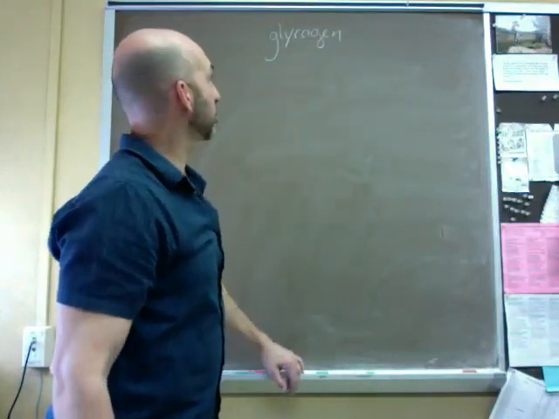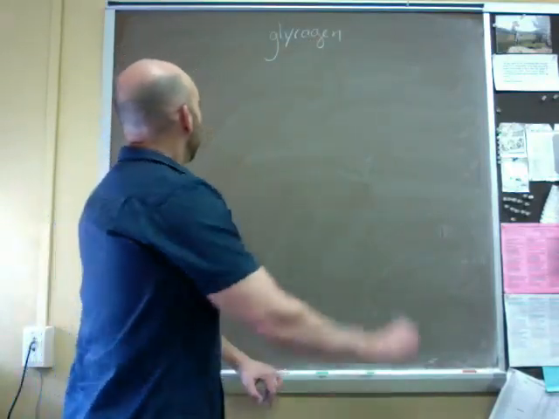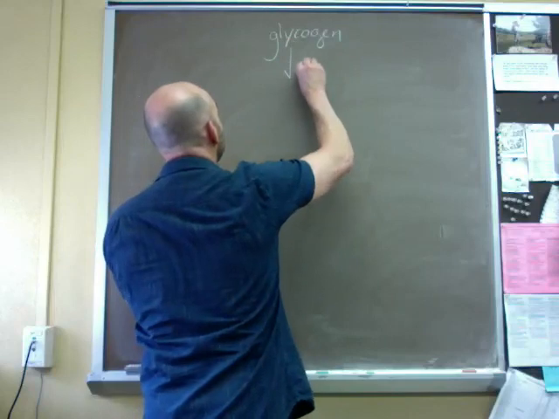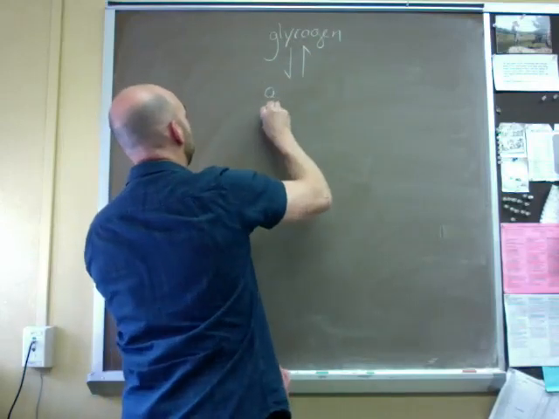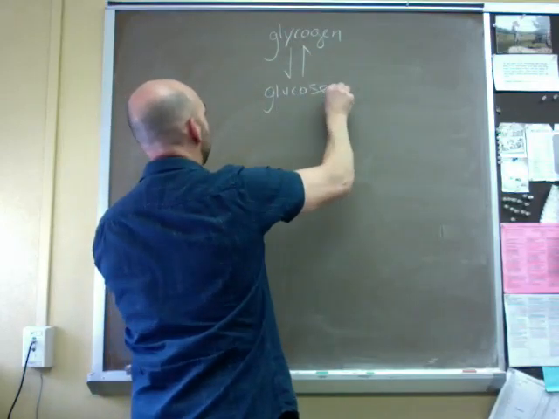But the skeletal muscles actually store more glycogen than the liver does. It can be degraded or built from its monomer, glucose.